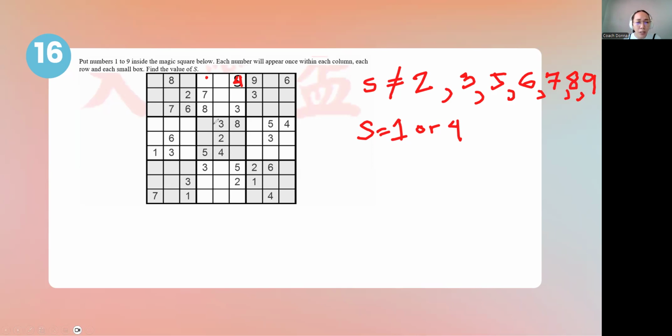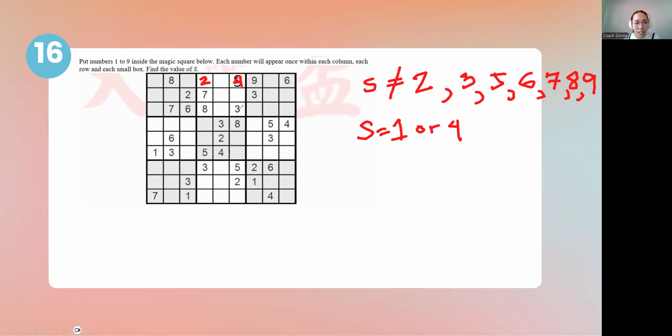Let's try to place 1 here. 2 cannot be in the second row, the middle row. It cannot also be here. So 2 can only be on this spot right here. All right? So that's 2 for sure. So let's do trial and error to get the answer. So if that's 2, then this is 4.